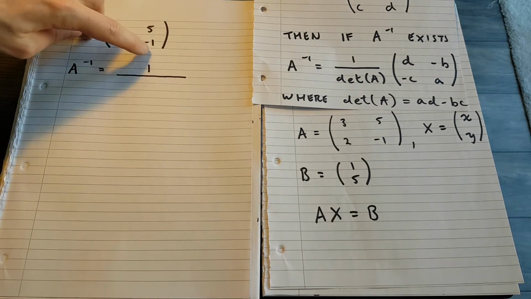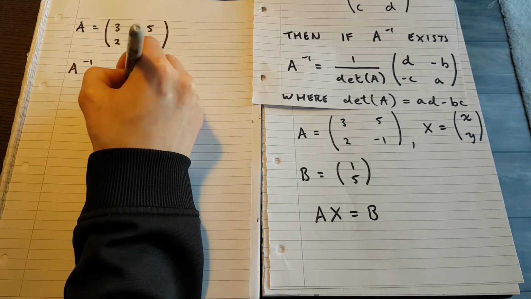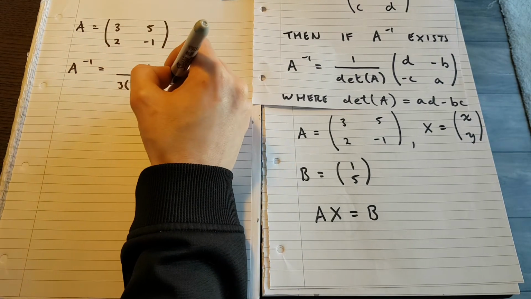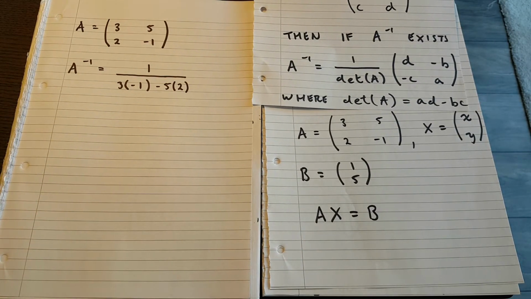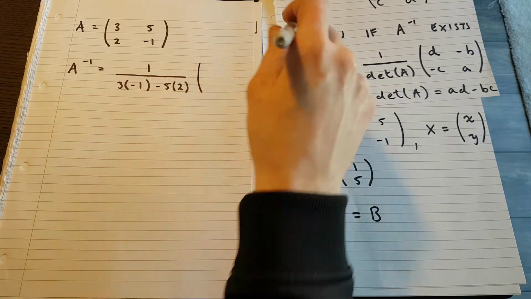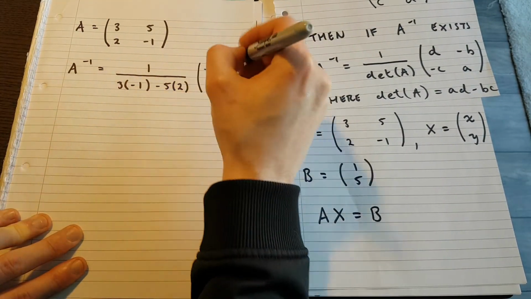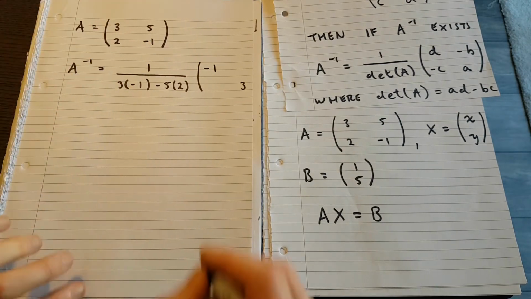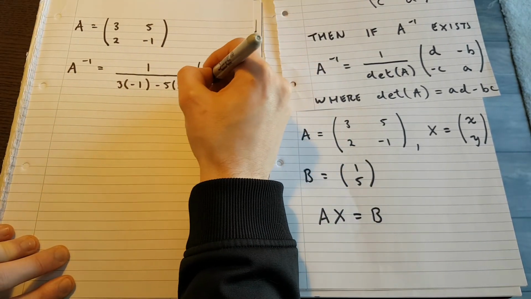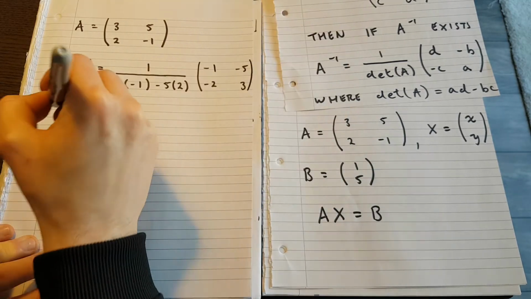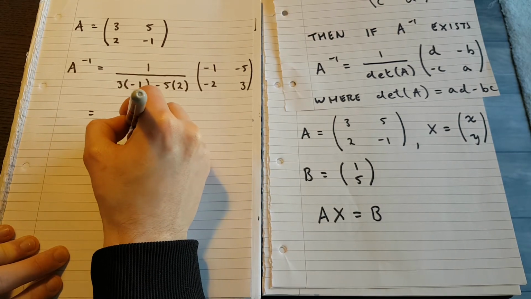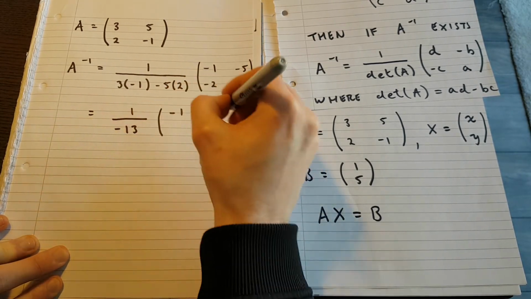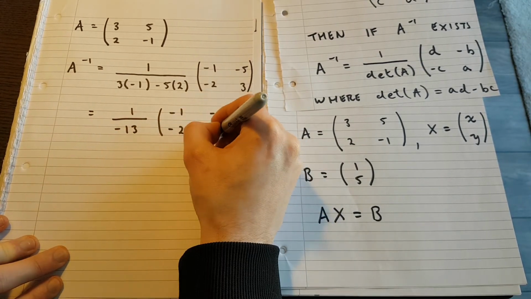okay, now I have the A times D, so that's 3 times minus 1. Then I have 5 times 2. Okay, 3 times minus 1 minus 5 times 2. Fair enough. And now I have my switch. So I switch the 1 and the 3, the minus 1 and the 3, and now I change the signs here. So I have minus 5 and minus 2, like that. Clean that up. This is 1 over minus 13. And then I have minus 1, minus 5, minus 2, and 3.